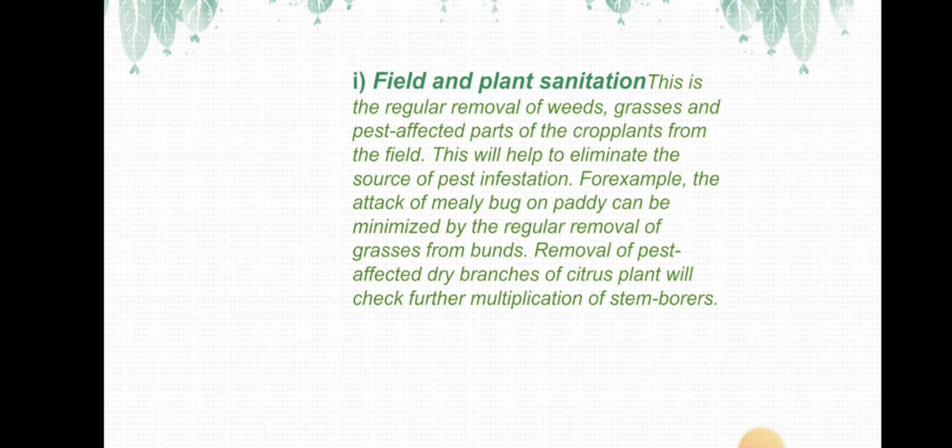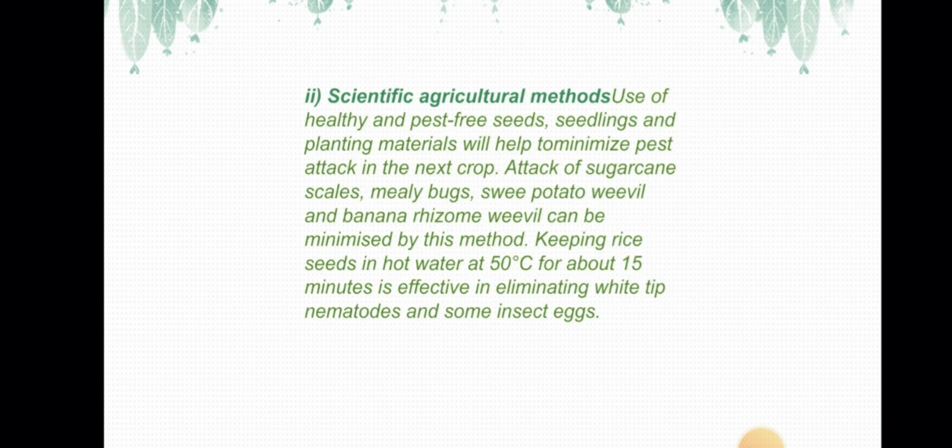Field and plant sanitization, that is removal of weeds, grasses or pest affected parts of the cropland from the field, and by eliminating the source of infestation we can improve the quality of planting. Next one is use of healthy and pest-free seeds. Like scientific agriculture methods are used, the pest-free or healthy seeds are used. Seeds, seedlings and planting materials will help to minimize the pest attack to the next crop.